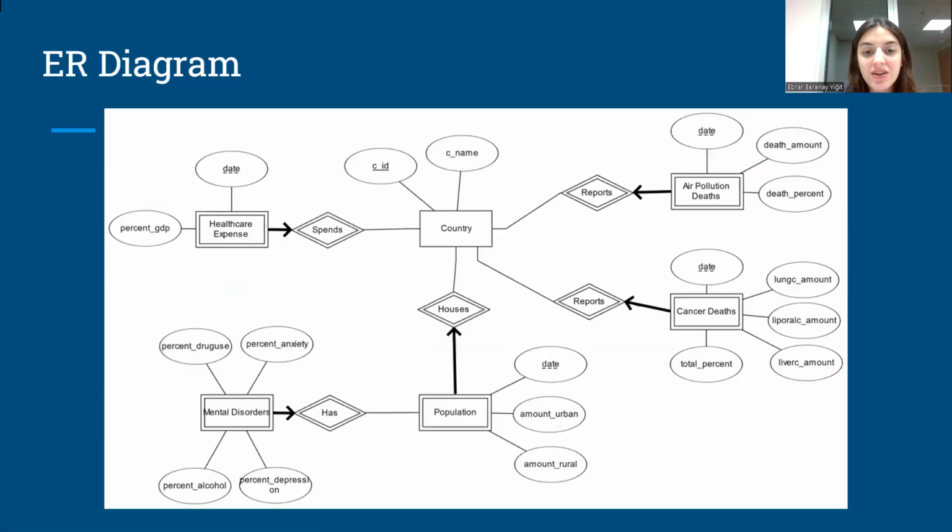Now we can dive into the ER diagram that forms the foundation of our database. The ER diagram represents the logical structure of our database, illustrating the relationship between different entities and their attributes. At the center of our diagram is the country entity, which serves as a strong entity and acts as a reference point for other entities. We have several weak entities connected to the country entity, including healthcare expenses, population, mental disorders, cancer deaths, and air pollution deaths. Each of these entities plays a crucial role in our analysis, providing essential data points for our research questions.